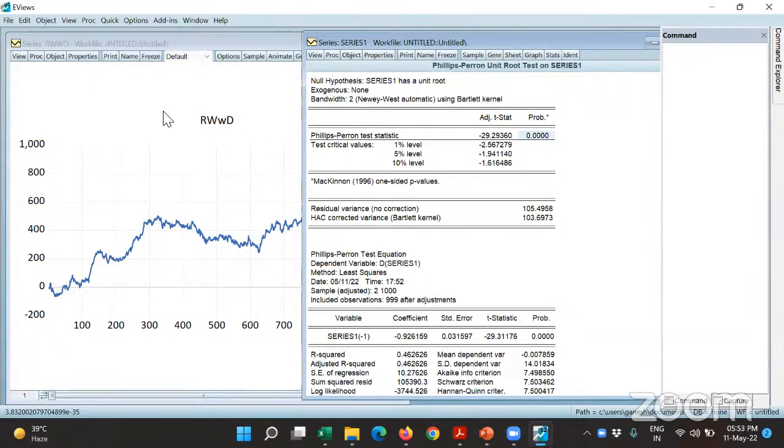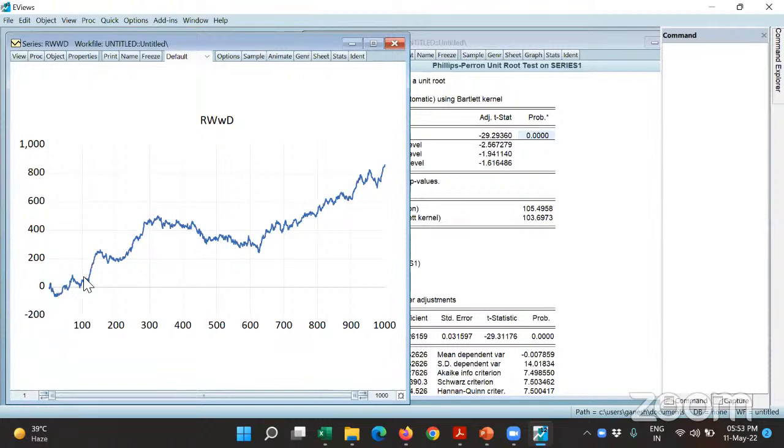Let's take this one. You know that this series is, more or less, secularly trending upward. There's an upward trend here. So what should you do when you go for the testing for the unit root itself?